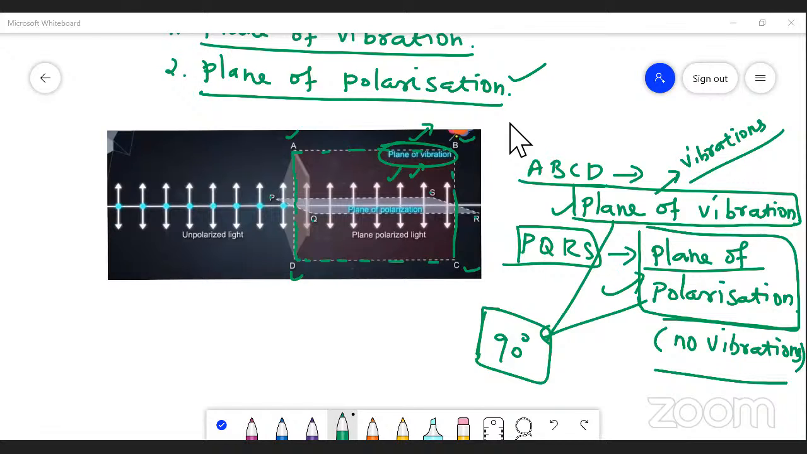If any plane consists of light vibrations in only one direction, then the plane is called the plane of vibration. But the plane of polarization means a plane which is exactly perpendicular to the plane of vibration, in which there is no light vibration. It contains only the light propagation. So this is called plane of polarization. Okay. Right? Is there any doubt from the polarization section?